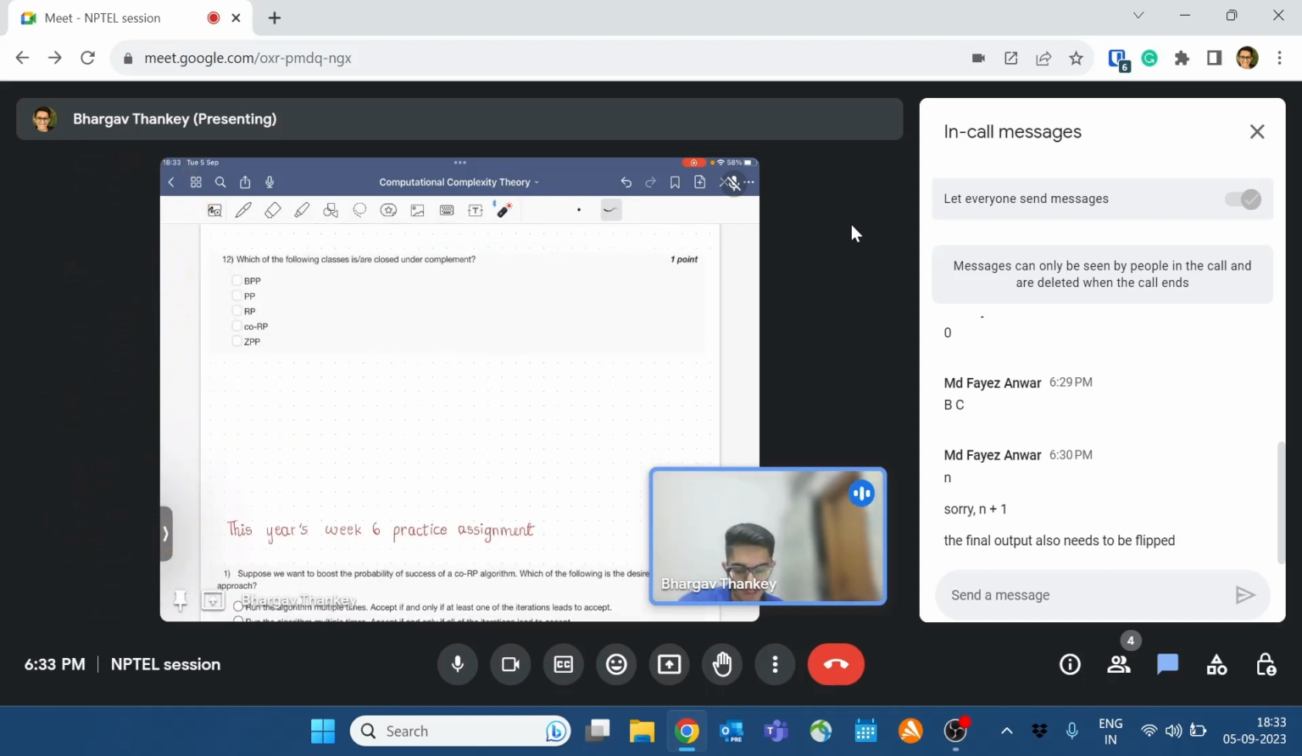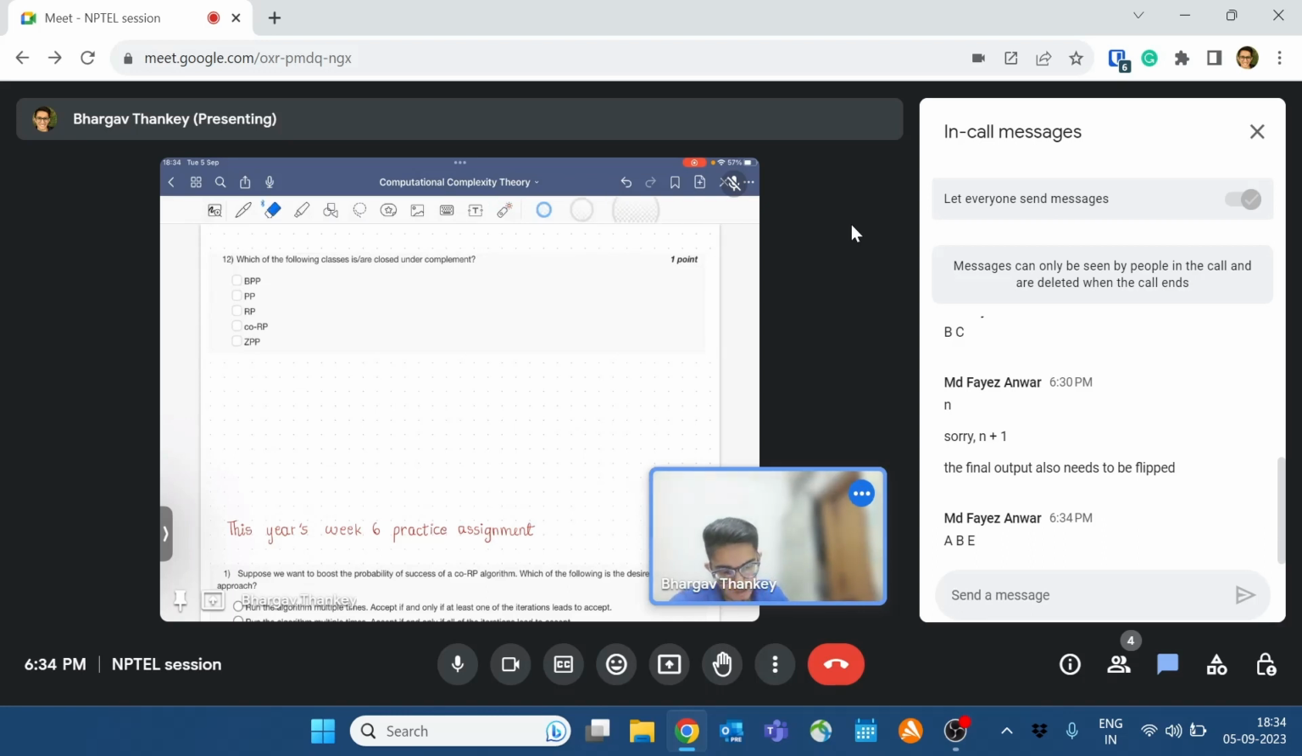Okay, so then let's look at the next problem. Which of the following classes is or are closed under complement? And the options are BPP, PP, RP, co-RP, and ZPP. So which of these are correct? Okay, so A, B, and C, you are right. BPP is closed, PP is closed, and ZPP is closed.